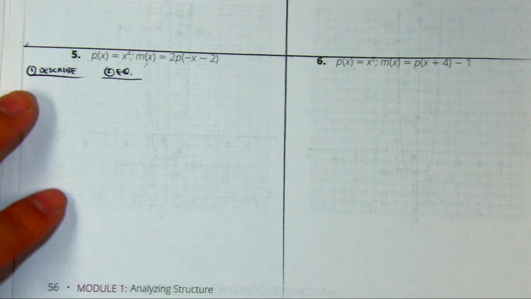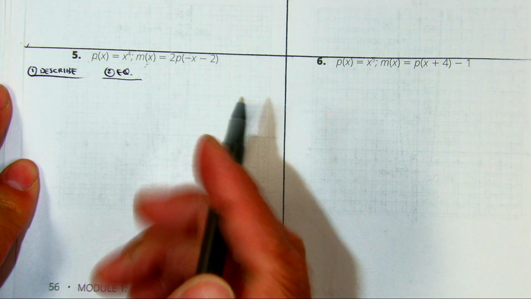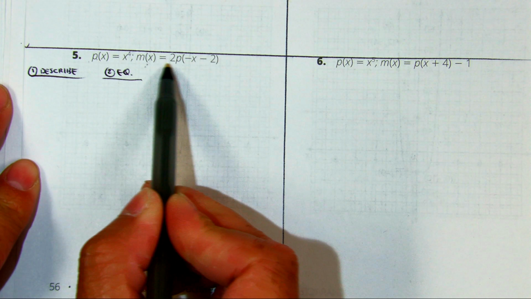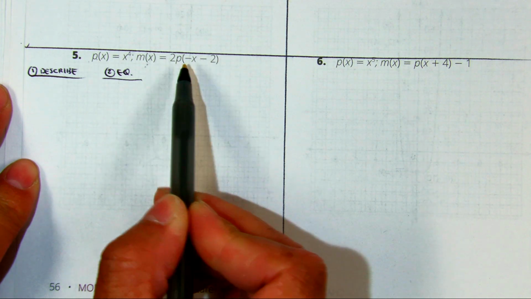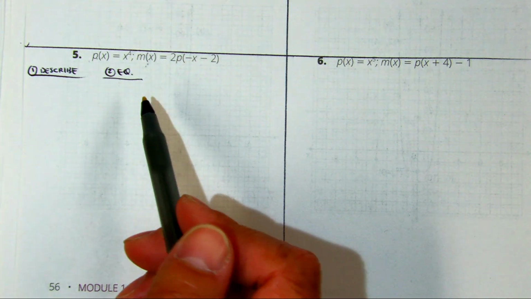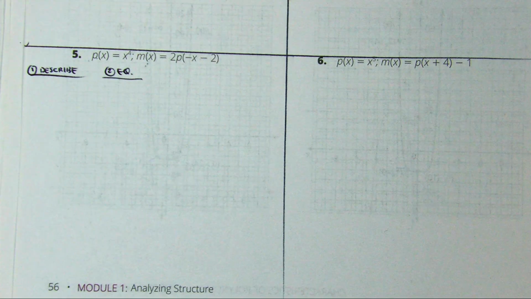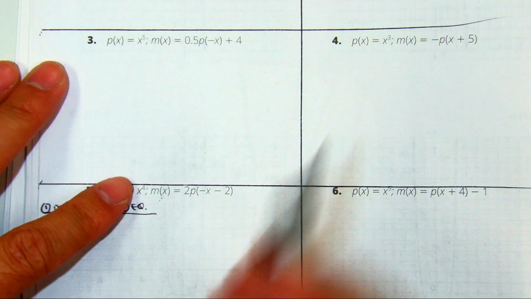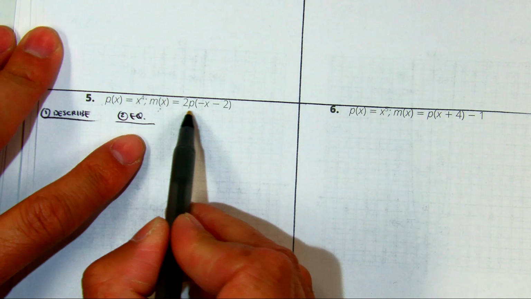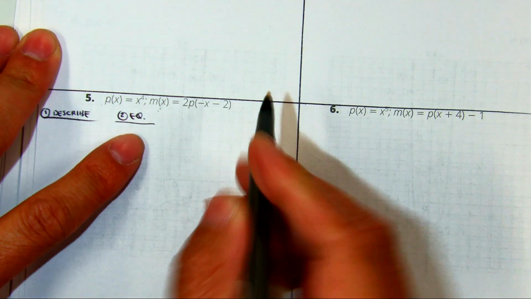Question number 5, we need to describe. So I'm looking over here. This one's a little bit tricky because on your formula sheet, how many sets of parentheses do you have? You actually have 2 sets of parentheses on your formula sheet, which means here you're going to have to factor out a -1.